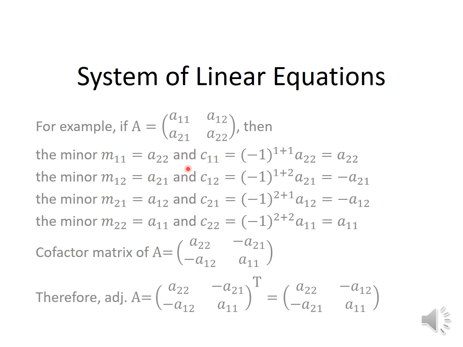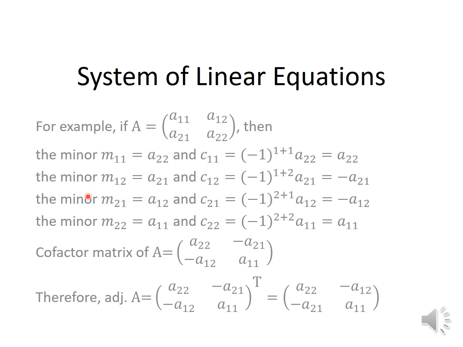And to calculate the cofactor of A11, we can call it C11. And the formula to calculate the cofactor is, this is the formula, -1 to the power of i plus j. For the element A11, the i is 1, the j also is 1. So that's why it's 1 plus 1. And multiply the minor of A11, where the minor of A11 is A22. So we multiply A22. And negative 1 squared is positive.